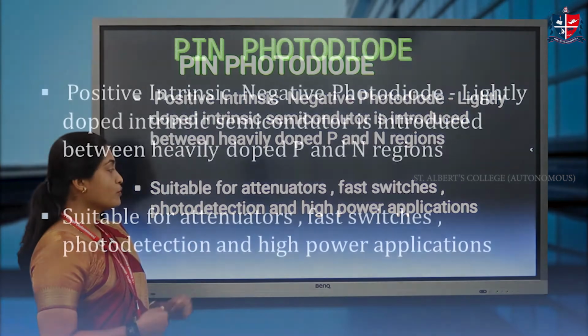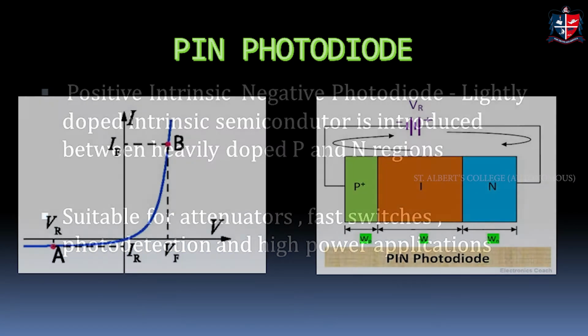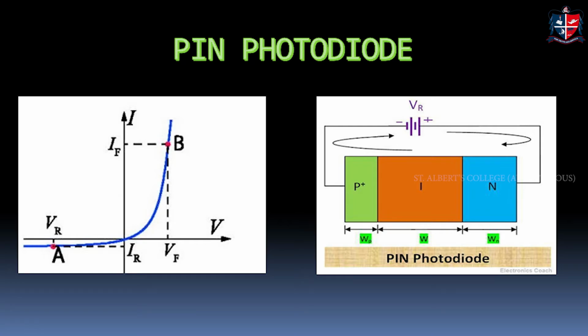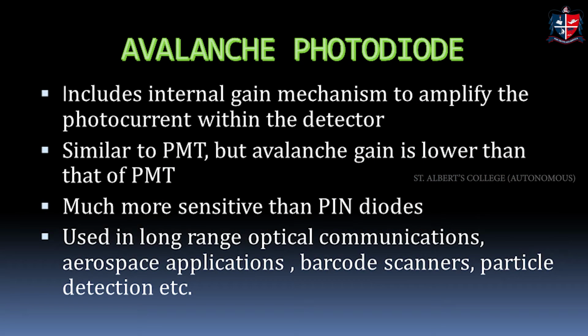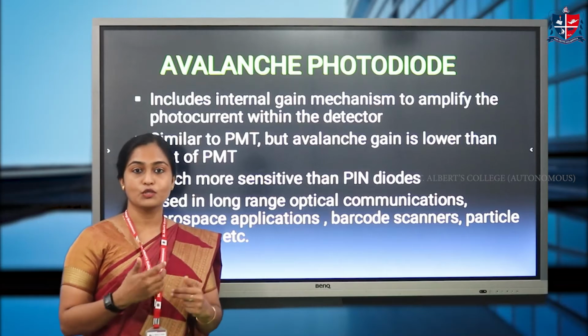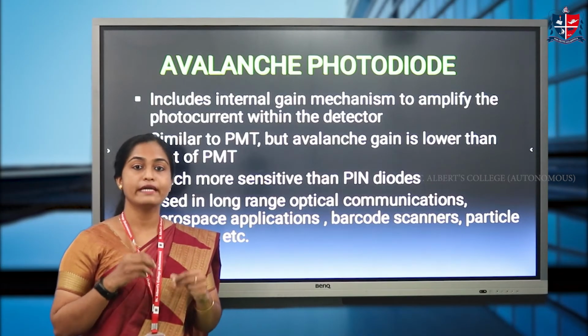It is suitable for attenuators, fast switches, photo detection, and high power applications. This is the IV characteristic of a pin photodiode. Next is an avalanche photodiode. It is a very sophisticated photodiode. Here, in addition to the normal electron hole pair creation and photocurrent generation, we have an internal gain mechanism.